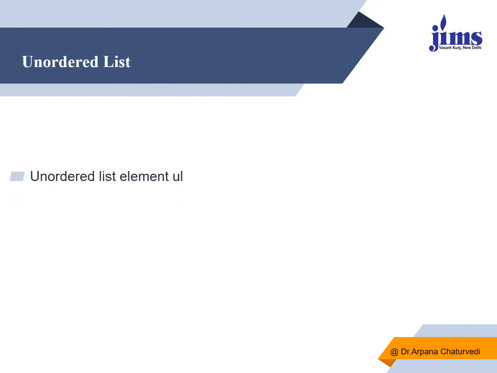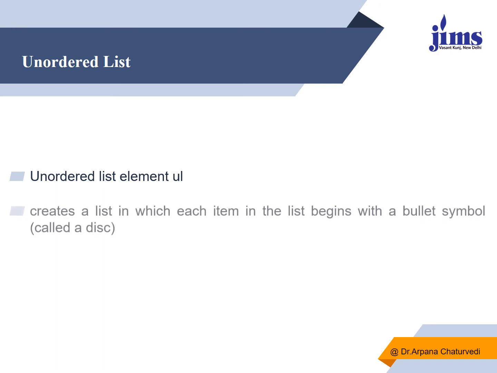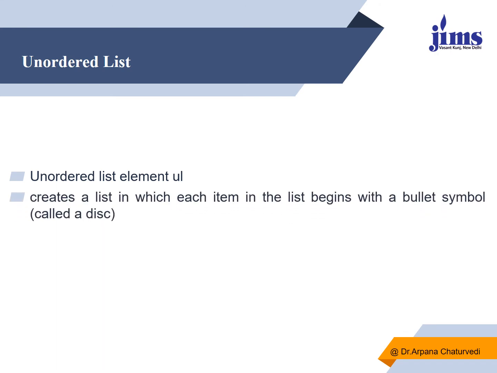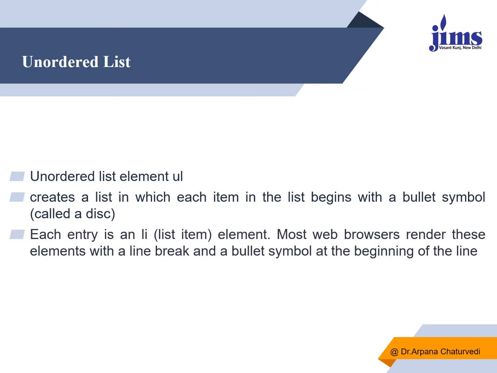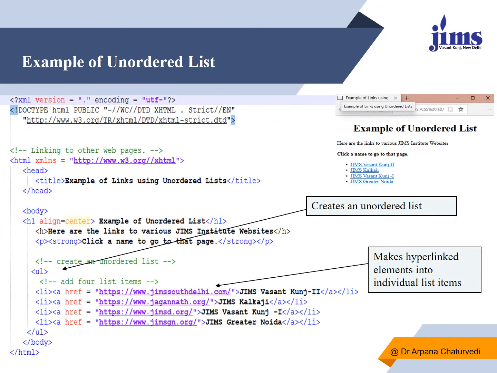Now come to lists. It supports ordered and unordered lists both. Unordered list UL is an element which is used to create an unordered list. The list begins with a bullet symbol, that is disk. Each entry is made by li. Example, here I have used UL. UL is closed here. Within this li tags are used. Li will create an unordered list, and within the unordered list you can mention whatever list content you want to mention over here. This is how it is looking like.